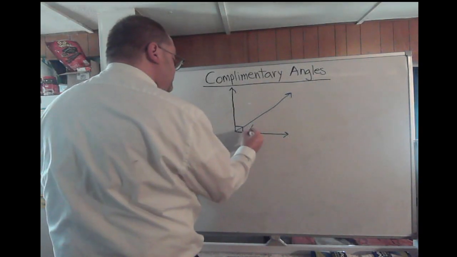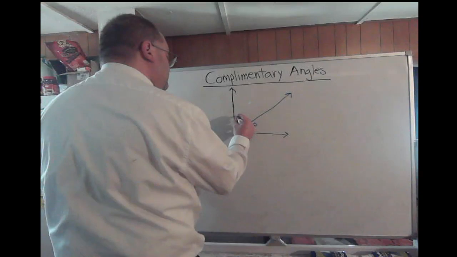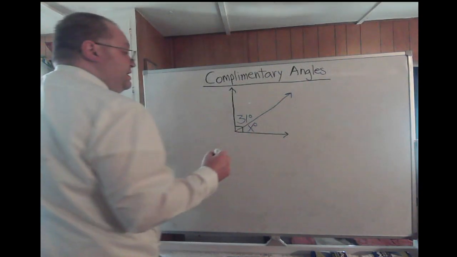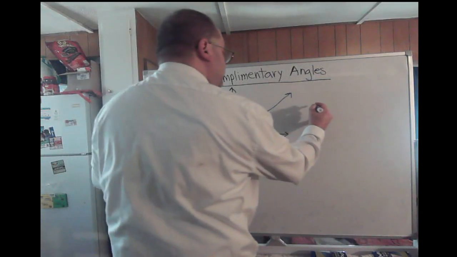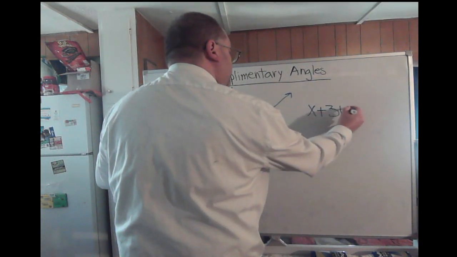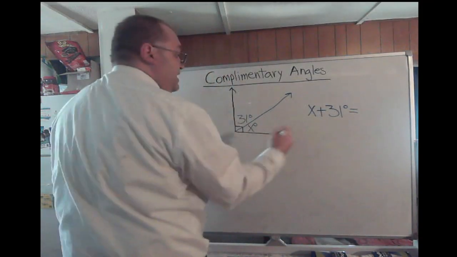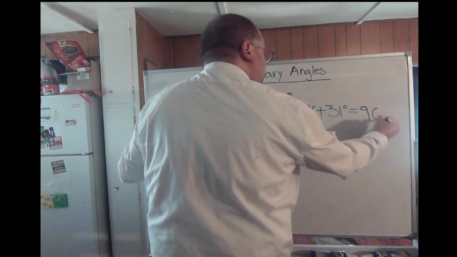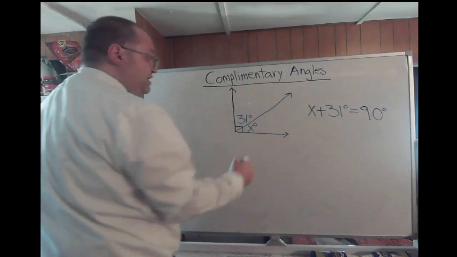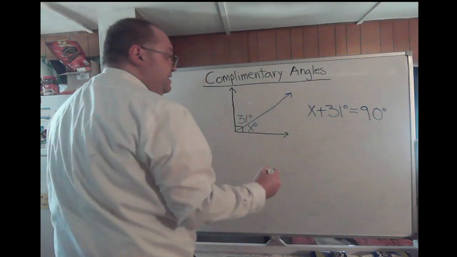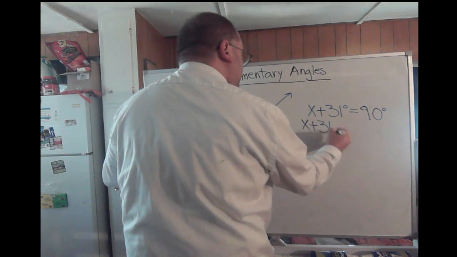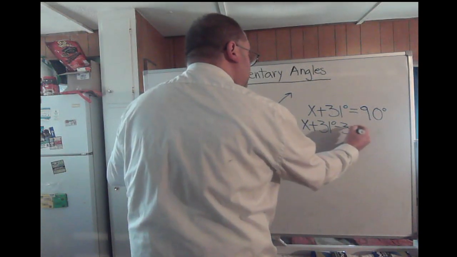Let's say this one is x degrees. This one's 31 degrees. Well, we don't know x, but we can use the fact that x plus 31 degrees equals 90, because these are complementary angles. X and 31 are complementary. That means when you add the two of them together, you'll get 90. So now all you got to do is take 31 away from both sides, and you'll get your result.